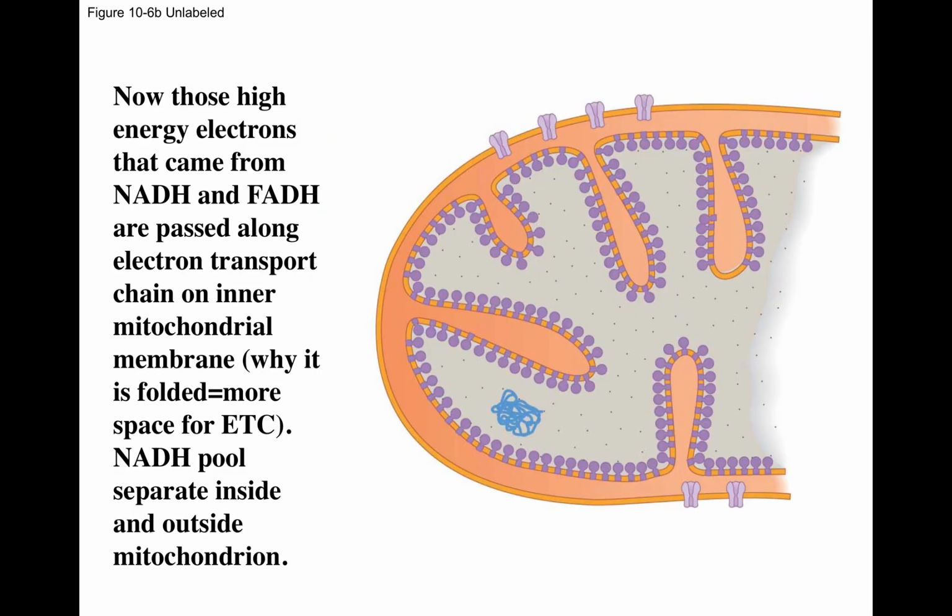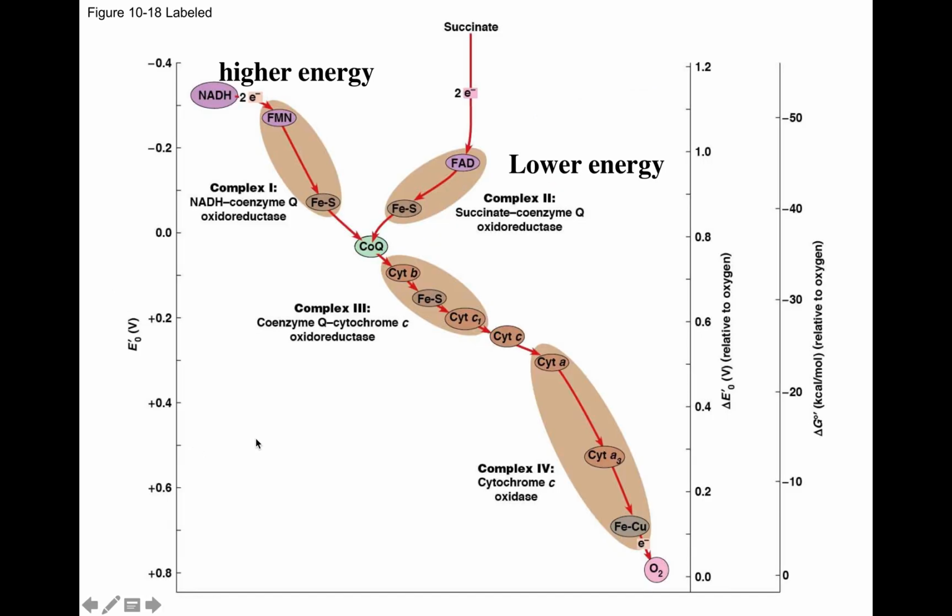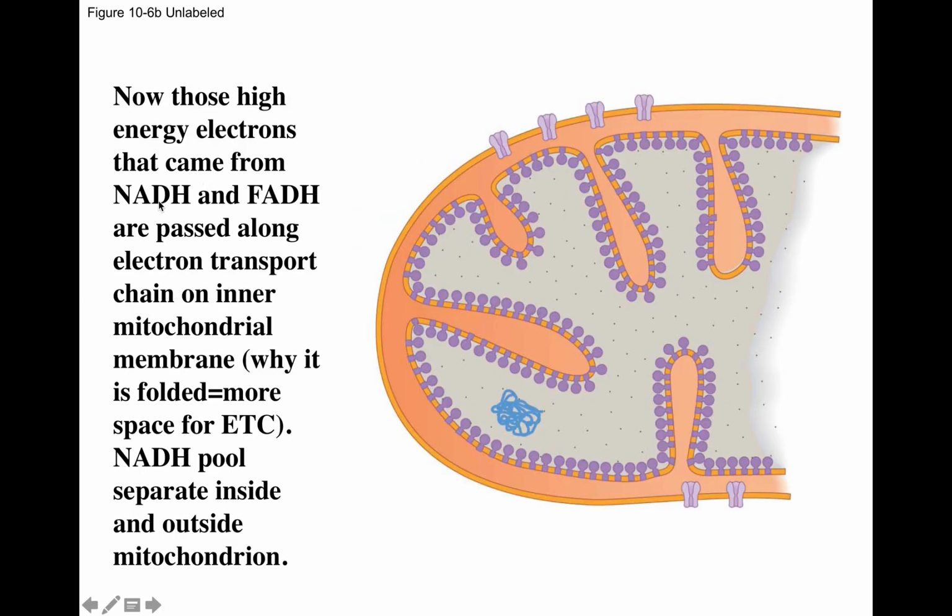So those high energy electrons are going to be removed from NADH and FADH2 by oxidizing them. So they were reduced in stage 1, glycolysis, stage 2, the decarboxylation of pyruvate to make acetyl-CoA, and then stage 3, which is the TCA cycle, Krebs cycle, citric acid cycle, all that sort of stuff. That's where NAD and FAD were reduced to make NADH and FADH2.